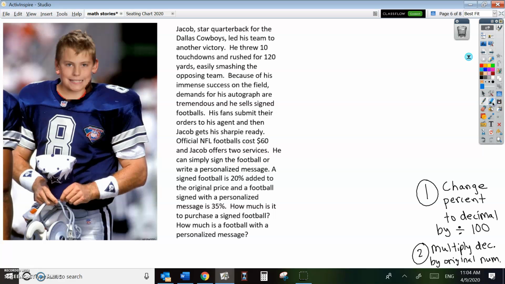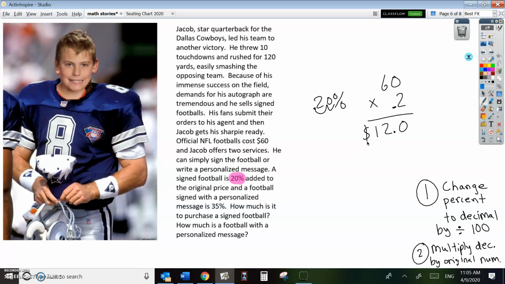So in this problem, there is a 20% increase to the football. So we know that we need to change that percent to a decimal. So 20% changed to a decimal, divided by 100, is 2/10 or 0.2. We also know that the football was $60 originally. So 60 times 0.2 is going to be 12 with 1 decimal place, $12.